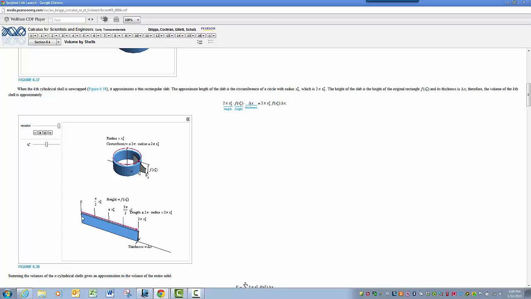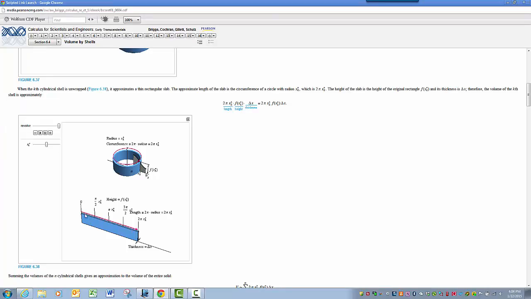Now to calculate the volume of this piece, which is the same as calculating the volume of this, I need to figure out how long is the piece, how high is the piece, and then how thick is the piece. Let me go ahead and draw that out for you. The piece, when it comes back out, I'll exaggerate it. It looks something like this.